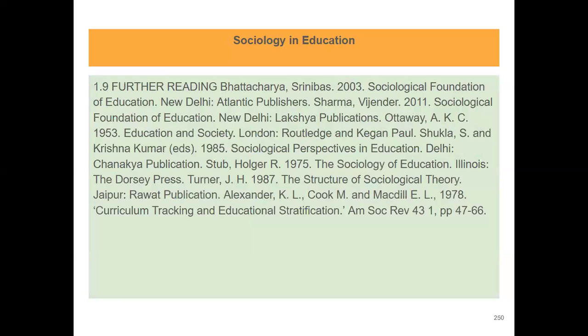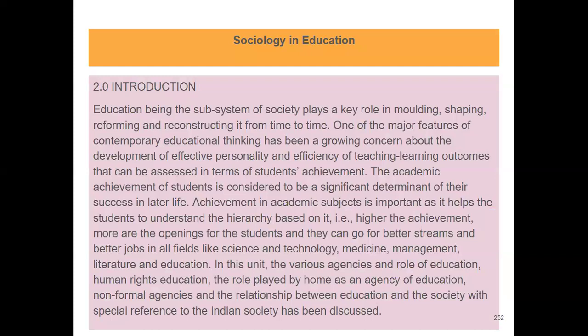Unit 2, education in the social context. That is our second unit. The structure here: introduction, unit objectives, then education as a social subsystem, then human rights education, then education and the community with special reference to the Indian society, summary and key terms and the questions.